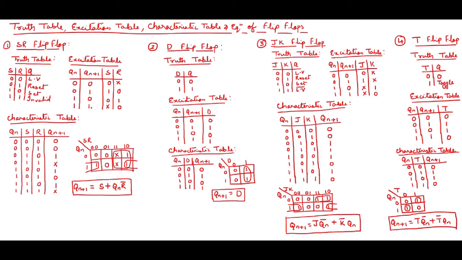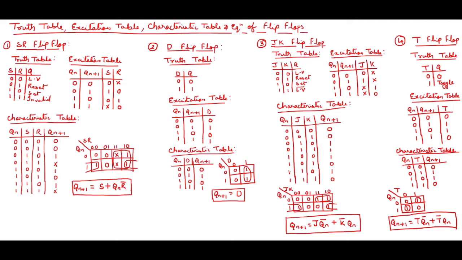The last state is 1, present state is 1, and the next state should be 1. What are the possibilities? One possibility is 0 0, so the present state will remain in the next state, that is the last value will prevail. The second possibility is S is 1, R is 0. Then the set condition will prevail, that means 1 will come. So S is don't care and R is 0. I hope the excitation table for SR flip-flop is clear to everybody.